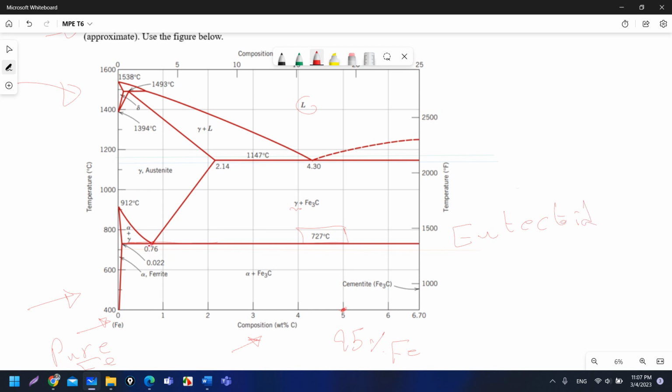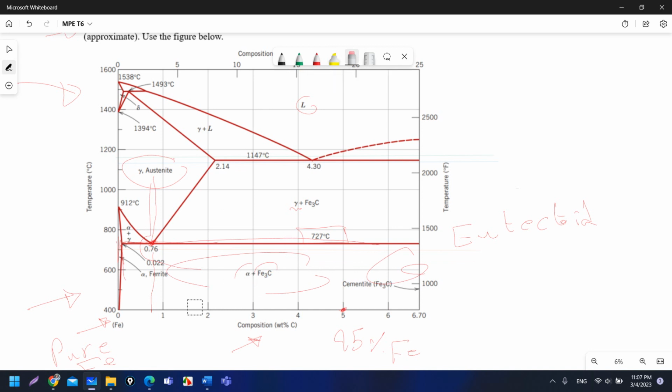Okay, and this point that has a concentration of 0.76 carbon, this one we call the eutectoid point. Okay, in the eutectoid reaction you have a solid phase, for example austenite, and this austenite is then converted to other solid phases, which are alpha and cementite. You have alpha in this region and cementite in this region. So the austenite converts to this region, which is alpha plus Fe3C.